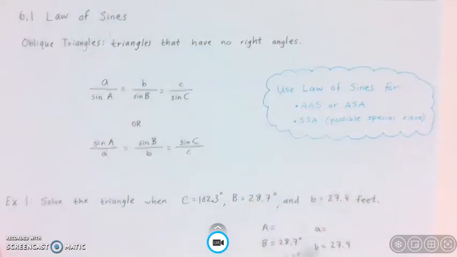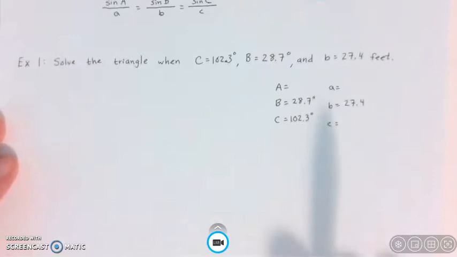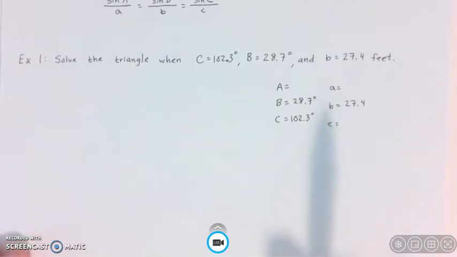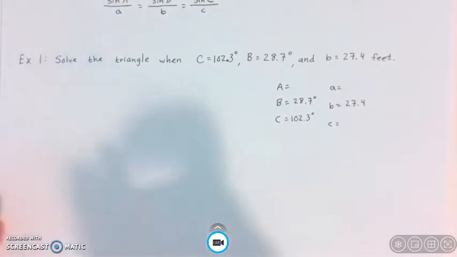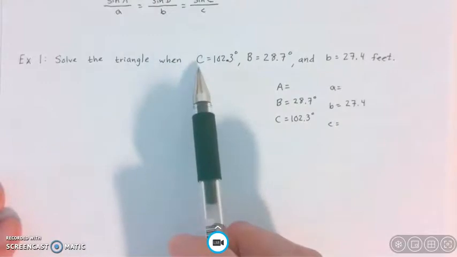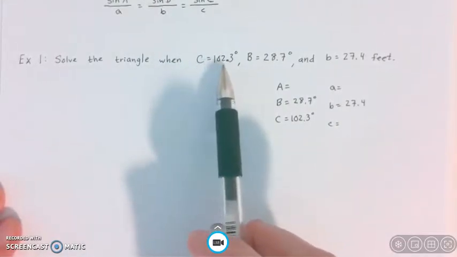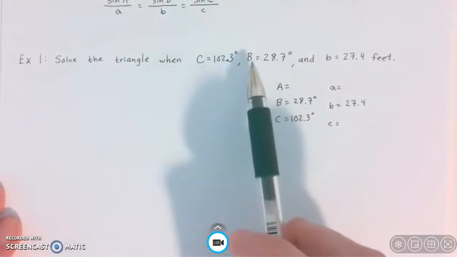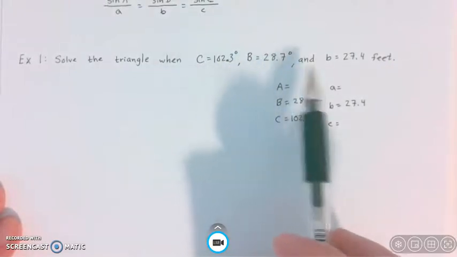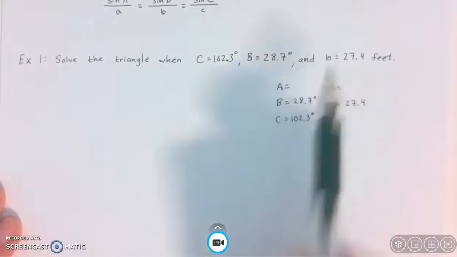And that's going to be the easiest way to solve, although either method really does work. All right, so let's take a look at example 1. In example 1, we're going to be solving the triangle. You have to know what that means. That means that we want to know all three sides and all three angles of a triangle. This is the given information. Because it's uppercase, angle C is 102.3 degrees. Angle B is 28.7 degrees, and side b is 27.4.